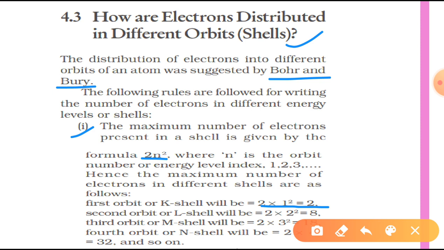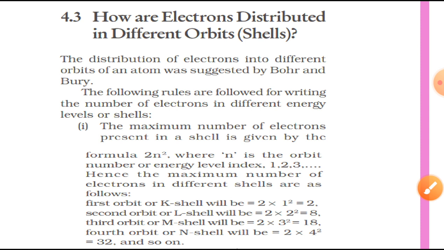Okay, now have a look at L. L shell. L is number 2. That's why we will place the value of n equals 2. You will get 8 as the answer. So an L shell can have a maximum of 8 electrons.